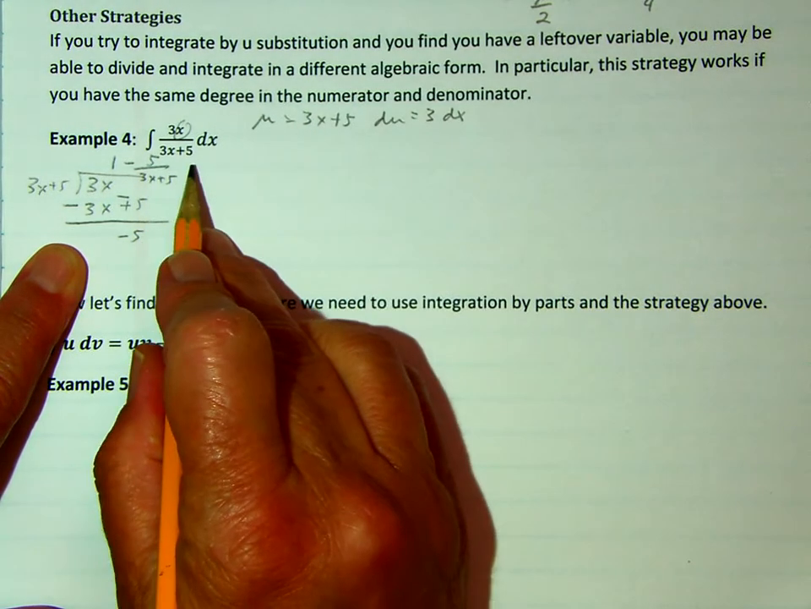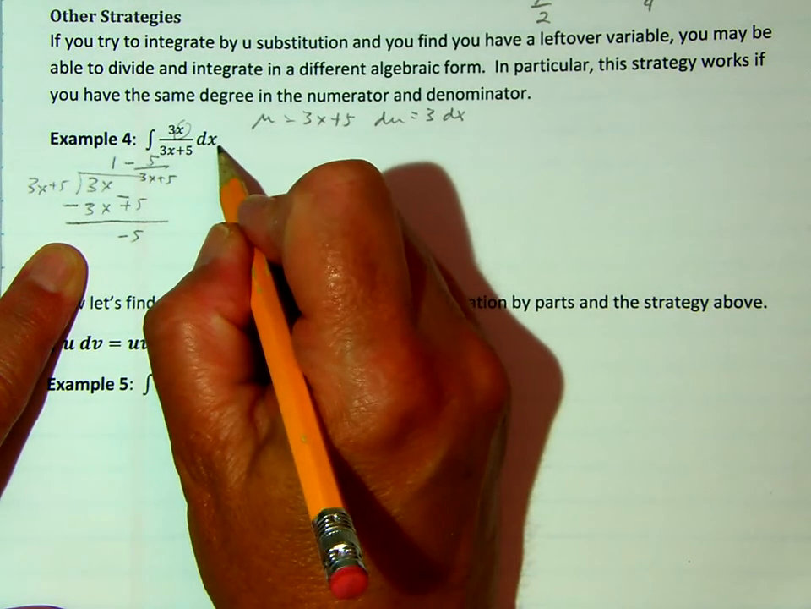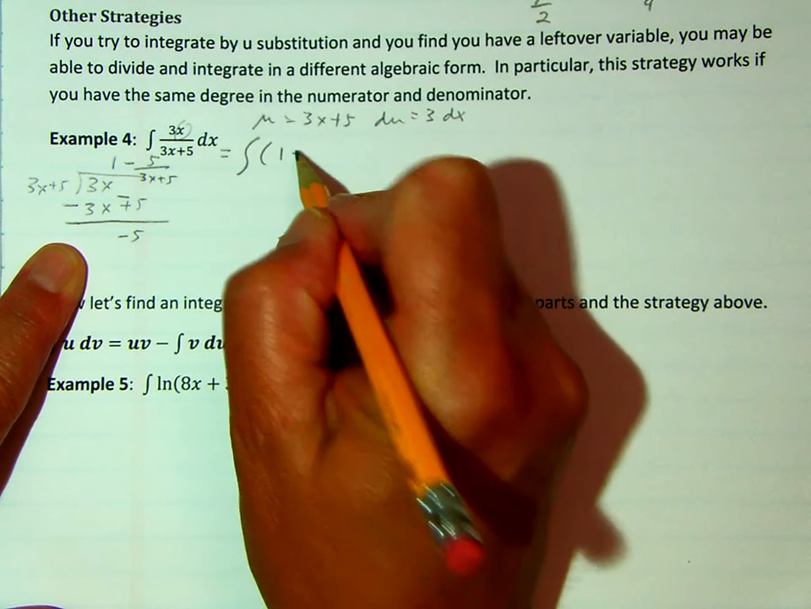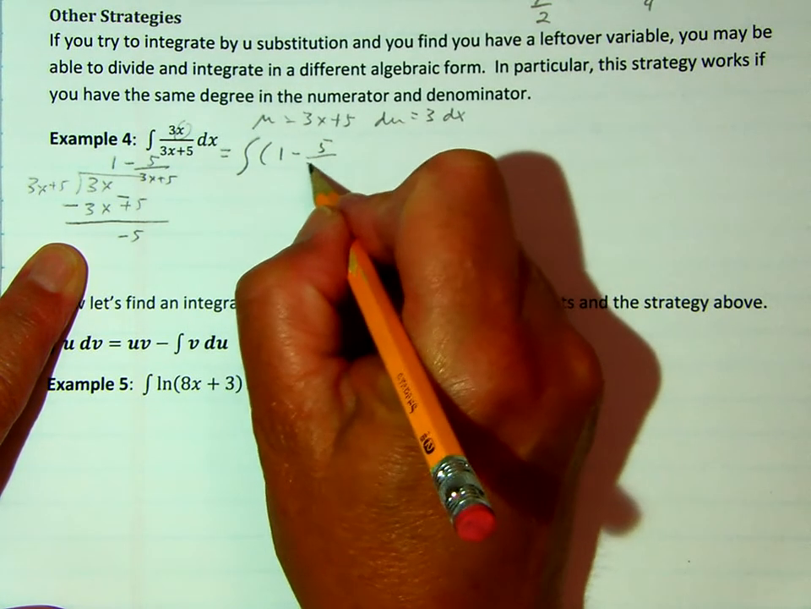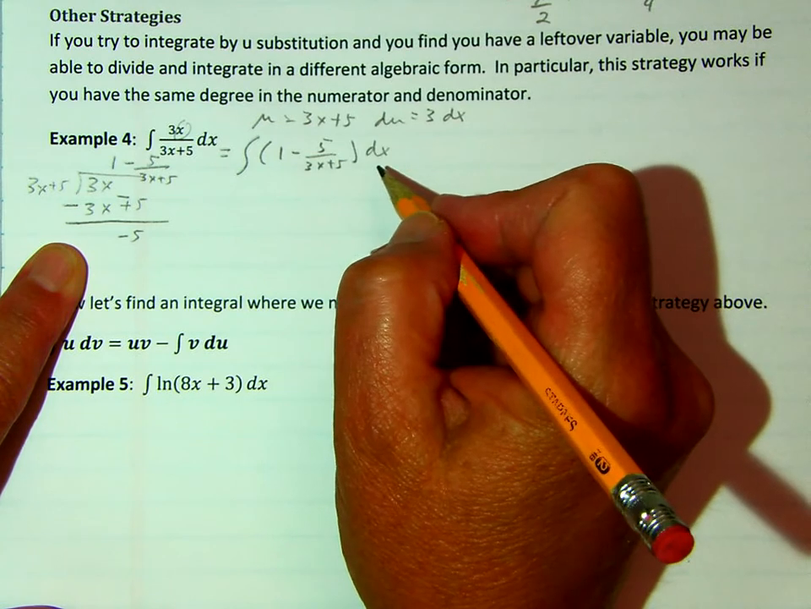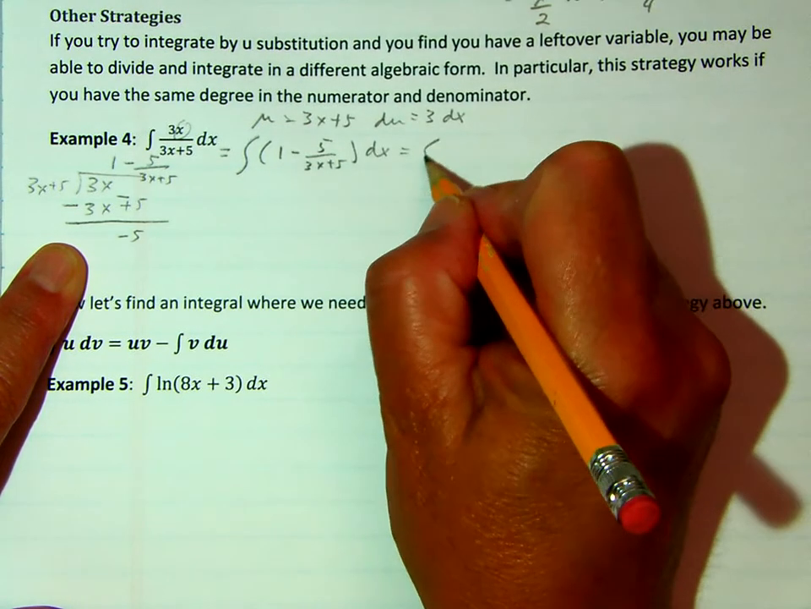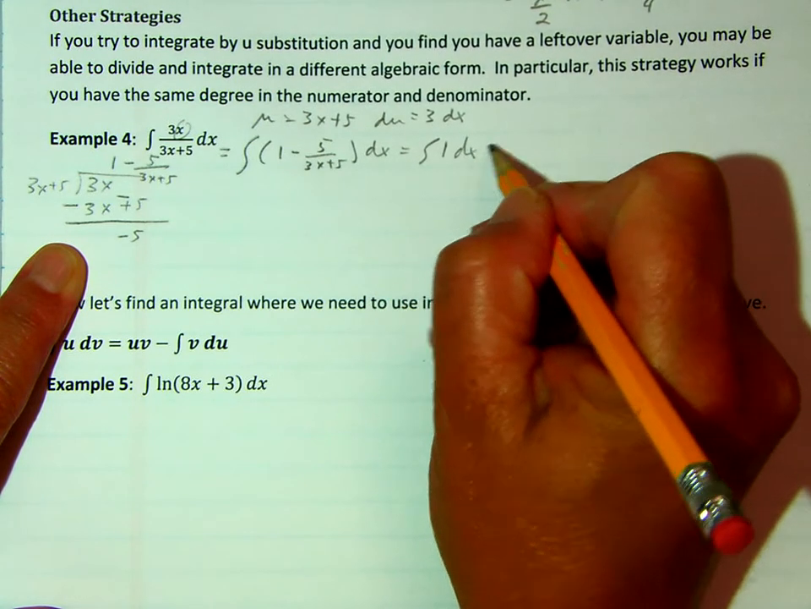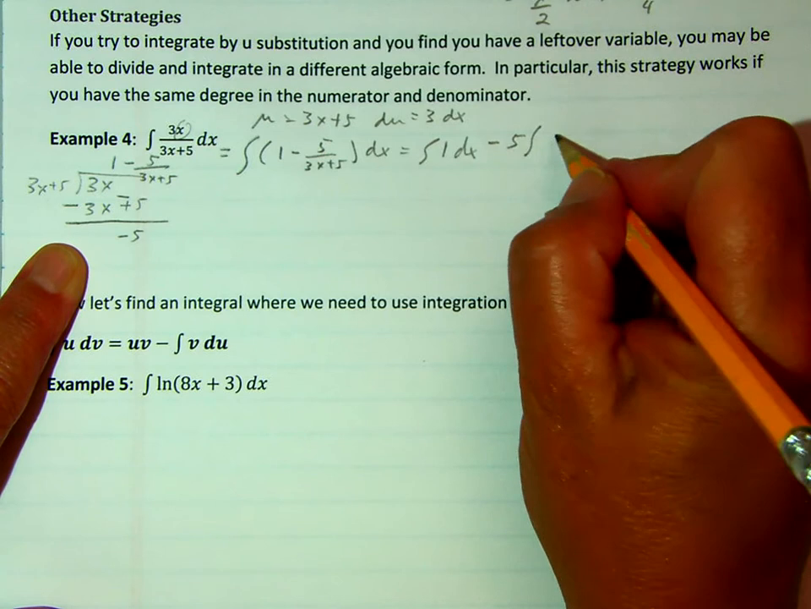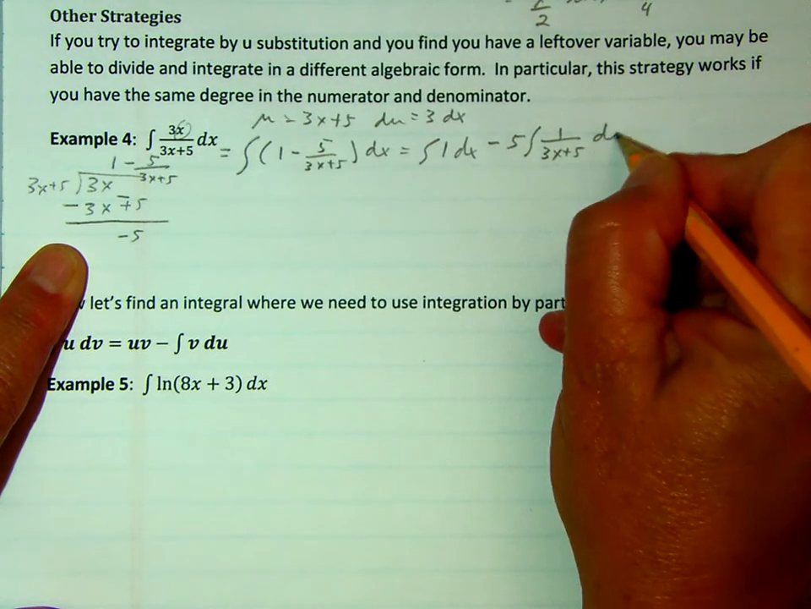So we're going to change the form of this integral first. So this would be the integral of 1 minus 5 over 3x plus 5 dx. And now I'm going to separate that out. So that would be the integral of 1 dx minus 5 times the integral of 1 over 3x plus 5 dx.